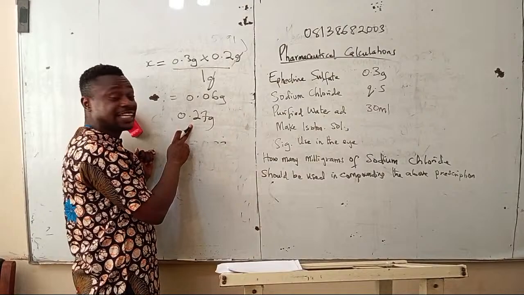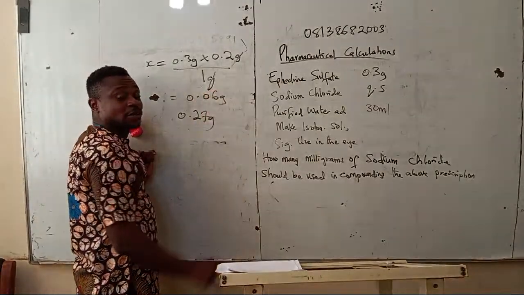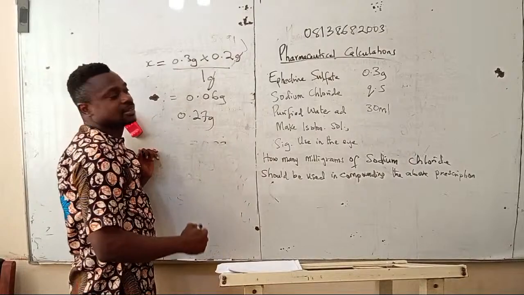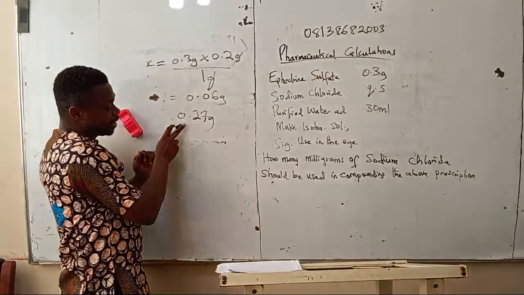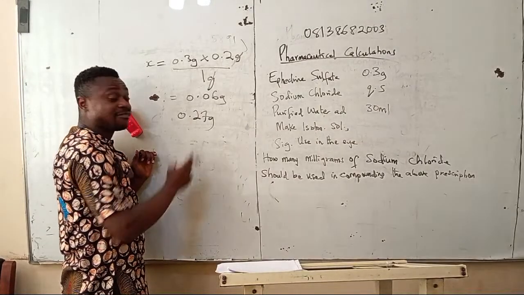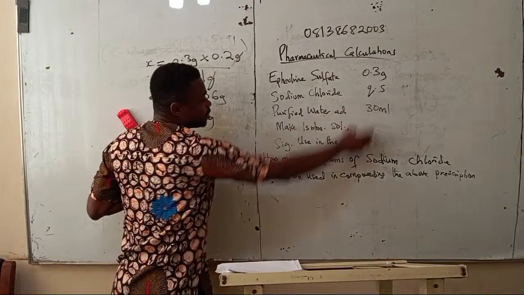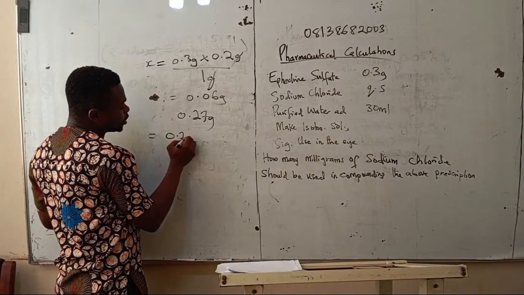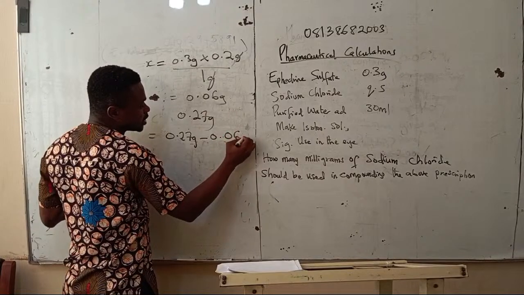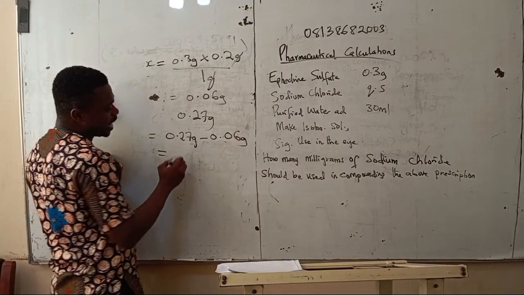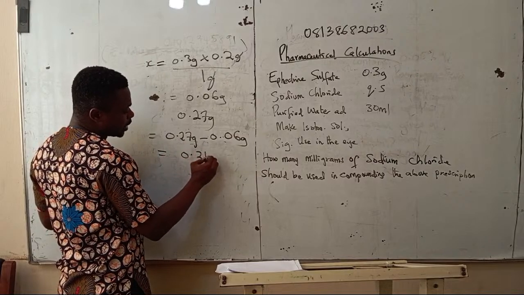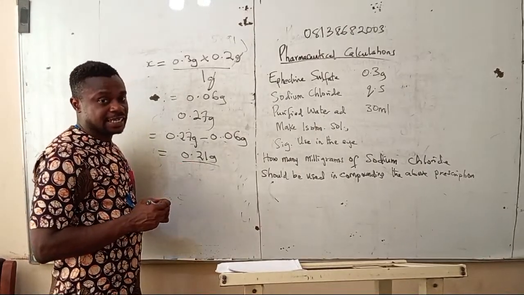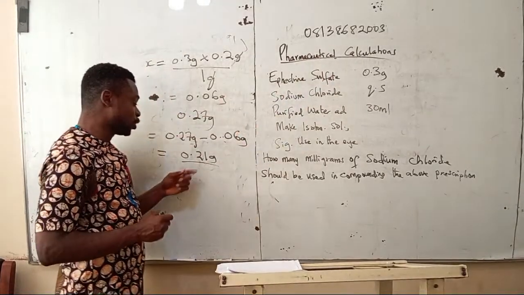And the only thing we can do is to find the difference between this 0.27 gram and 0.06 gram. That difference represents the amount of sodium chloride we need to add to make it isotonic, that is, bringing it up to 0.27 gram. Having in mind that 0.27 gram of sodium chloride in 30 ml solution is isotonic. So the amount of sodium chloride needed is 0.27 gram minus 0.06 gram. If we subtract, we have 0.21 gram. So the amount of sodium chloride needed to be added to make this solution isotonic is 0.21 gram.